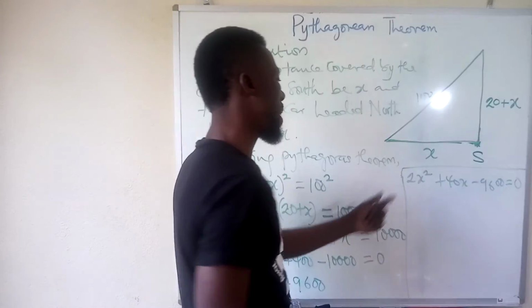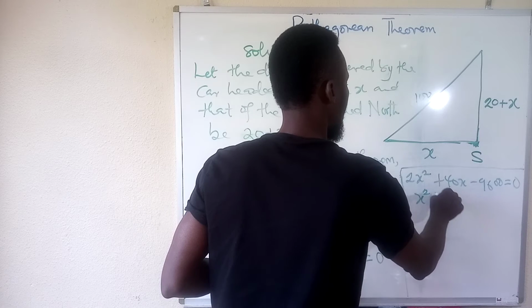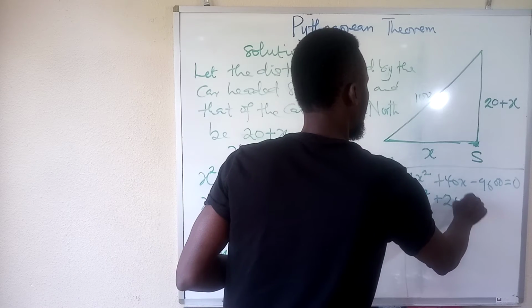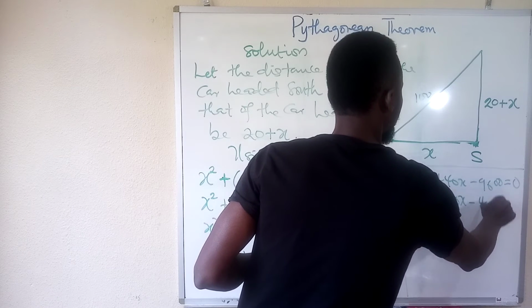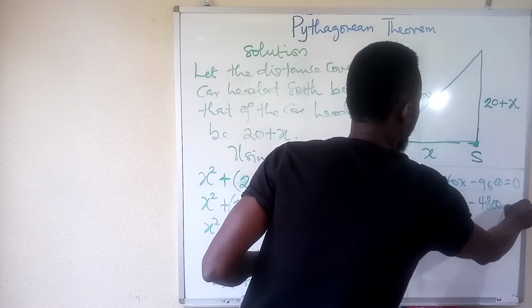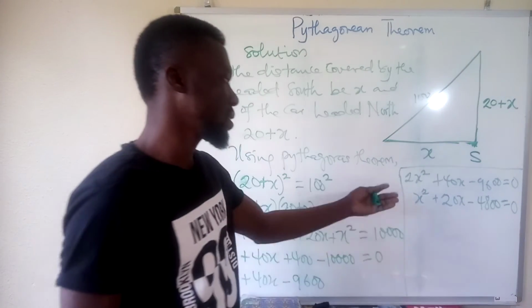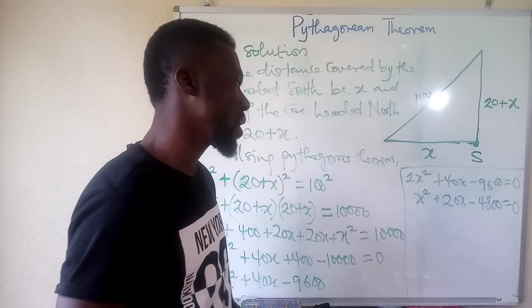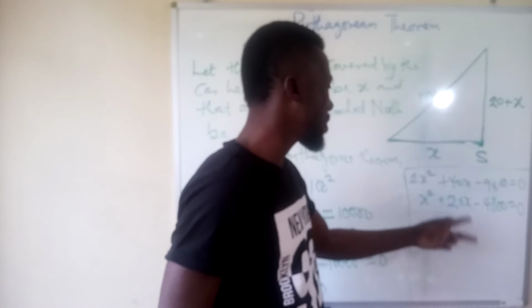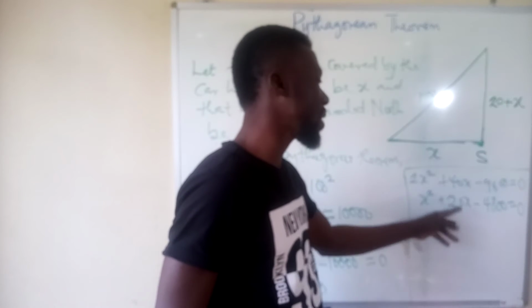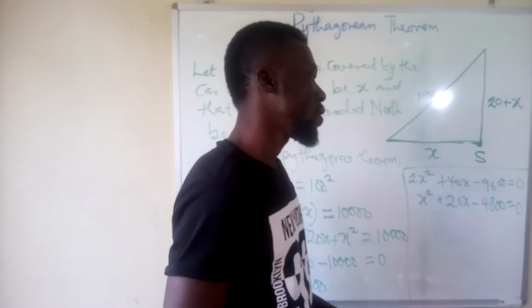Let's divide through by 2 to reduce this equation. When we divide through by 2, we shall have x squared plus 20x, then minus 96 divided by 2 is 48, and we put our 2 zeros there. This is equal to 0. This is giving us a quadratic trinomial and we want to solve it. We need two numbers that we add or subtract to get 20, and when we multiply those two numbers, we shall get negative 4,800.